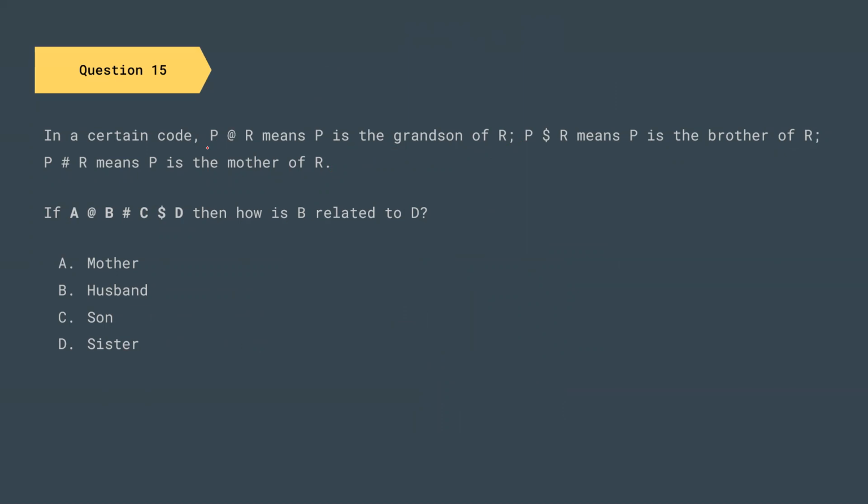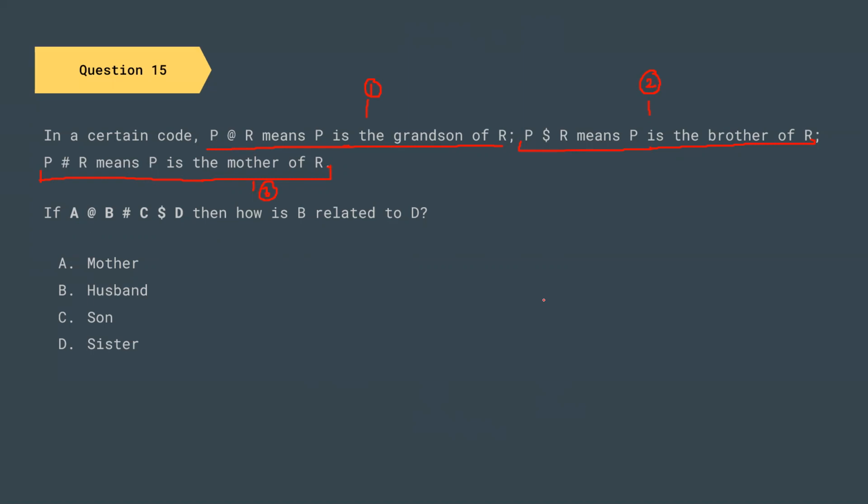So P at the rate R means P is grandson of R. Like we are talking about 2 generations here. So this is information number 1. P dollar R means P is the brother of R. This is your second thing. And P hash R means P is mother of R. This is information 3. So now let us try with this.